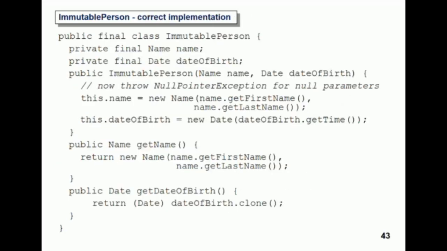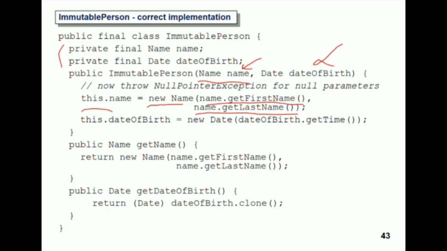So this is how you would do it. This is a correct implementation of an immutable person. Obviously, these two need to be private, and then name and date are passed into your constructor, and you basically need to make a new copy of name. So you just say this.name is equal to, in this particular example, new Name(name.getFirstName(), name.getSecondName(), name.getLastName()). So you've created a new name object.